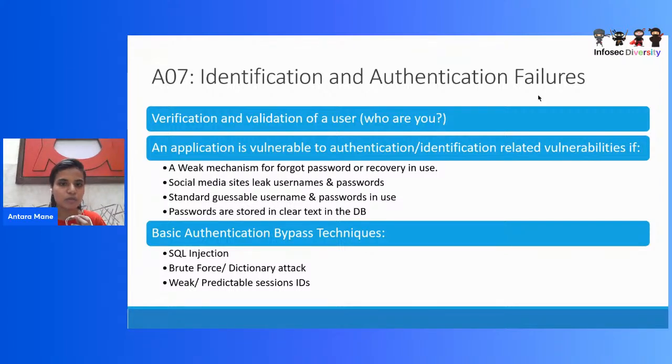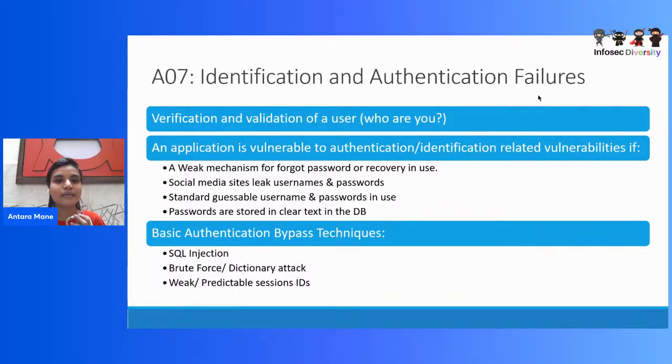So an application is vulnerable to identification and authentication related attacks when a weak mechanism for forgot password or recovery is in use, which is easily guessable, and one can actually try a brute force attack also to understand the pattern of it, right? Social media site leaks usernames and passwords, that's actually GitLab. These are mainly examples which leak usernames and passwords, or the developer unknowingly or unintentionally exposes this sort of information. Standard guessable usernames and passwords, which can be brute forced using a dictionary attack, right?